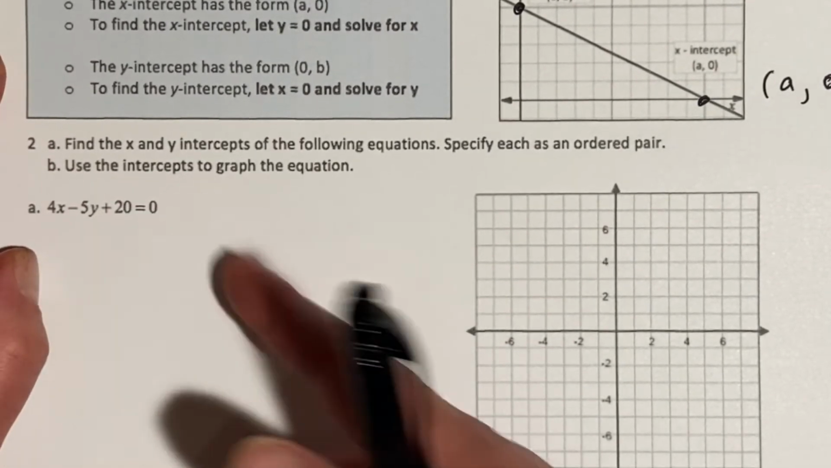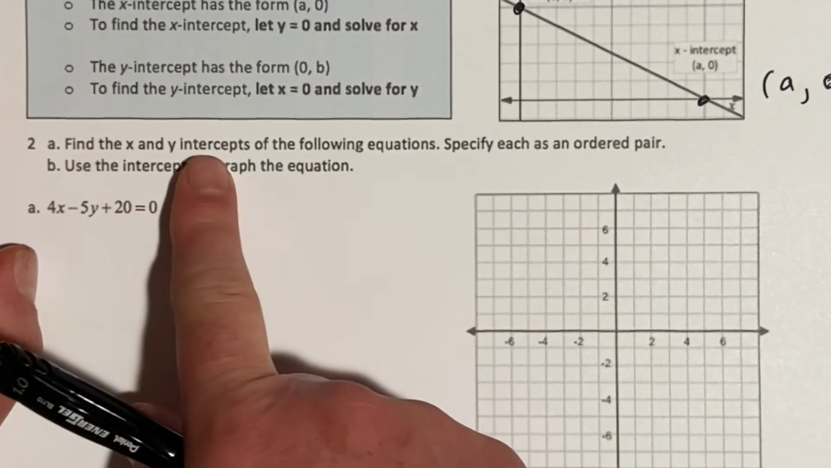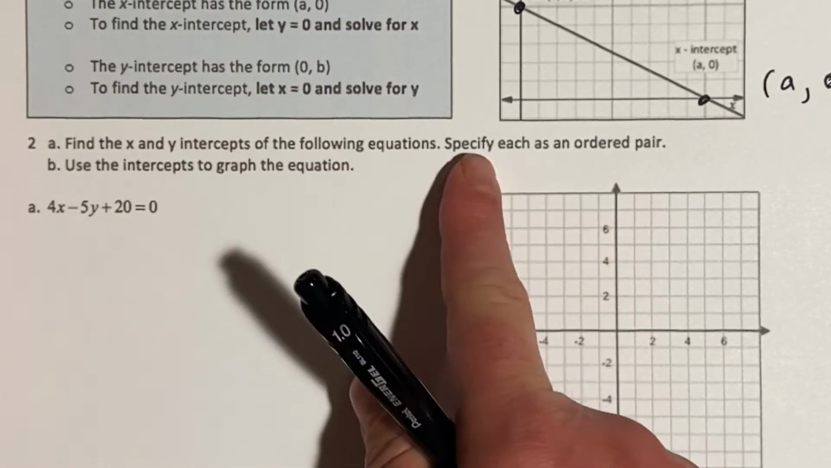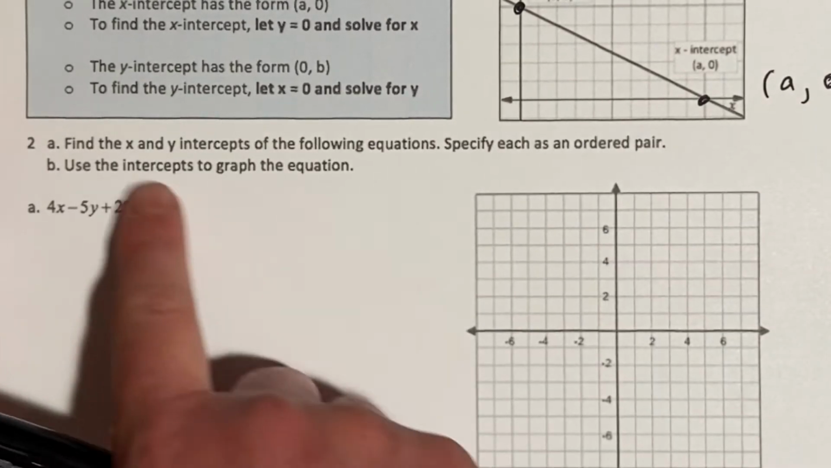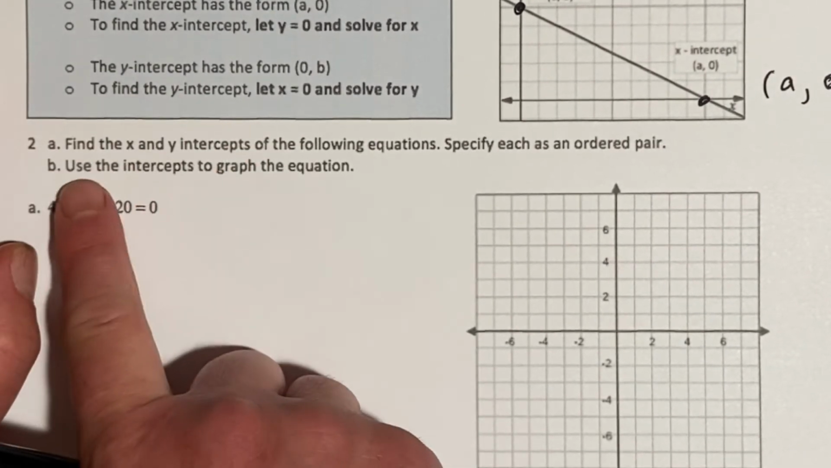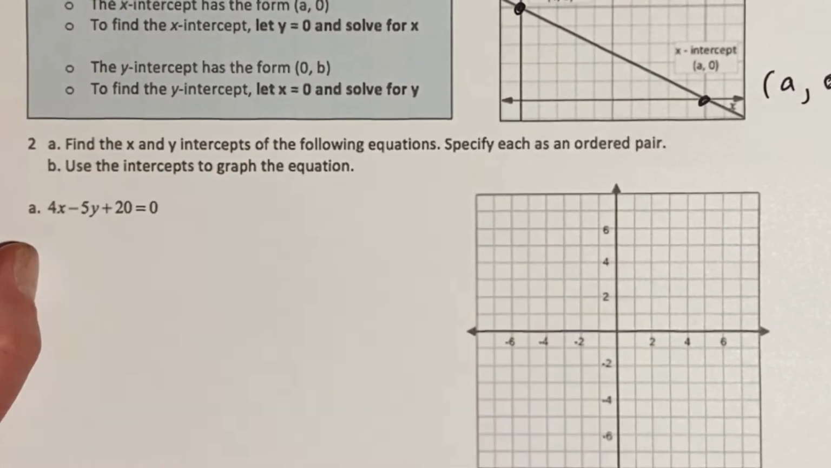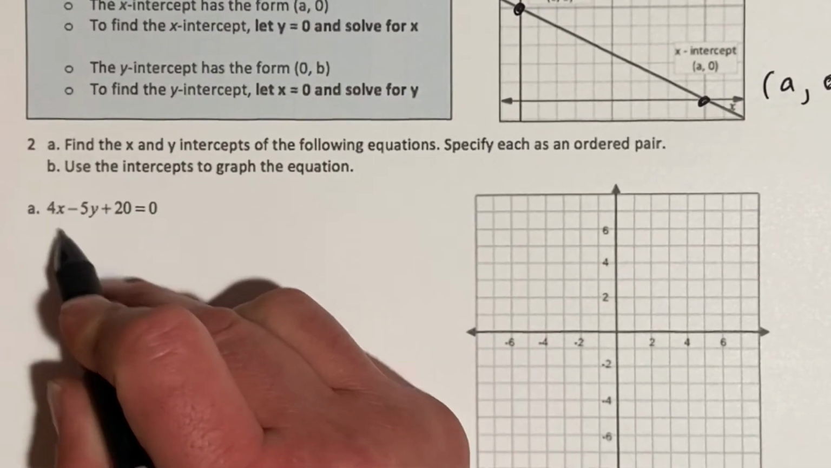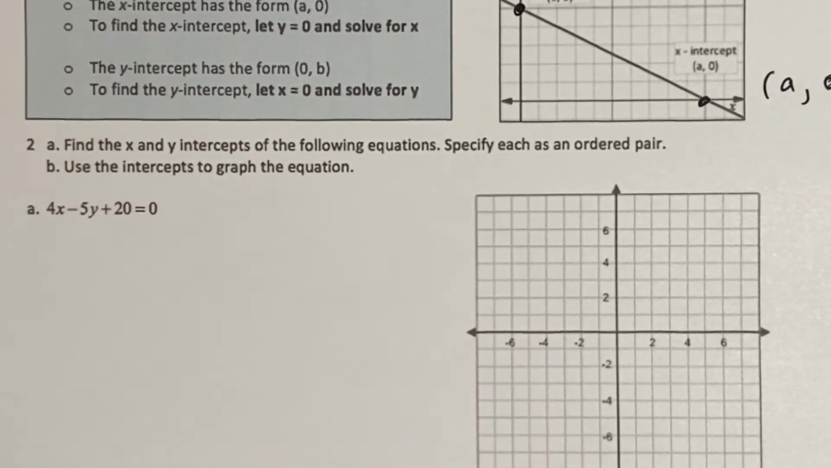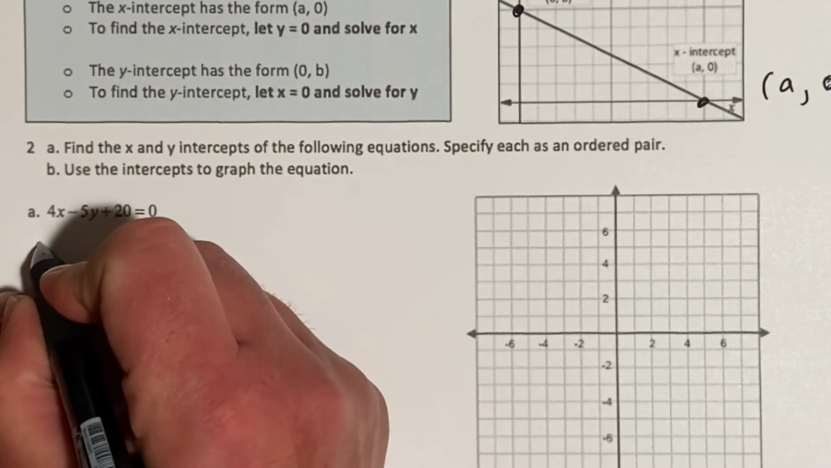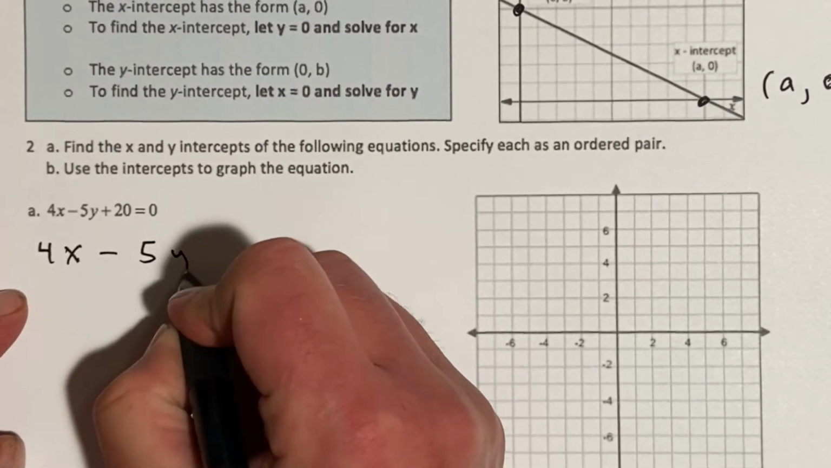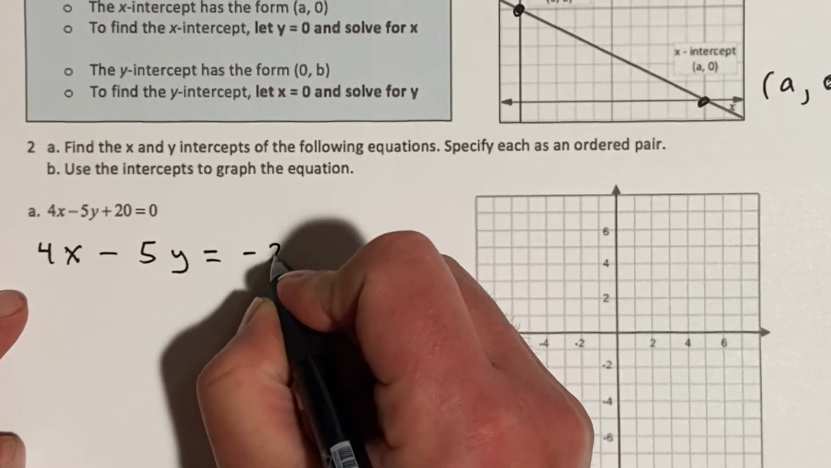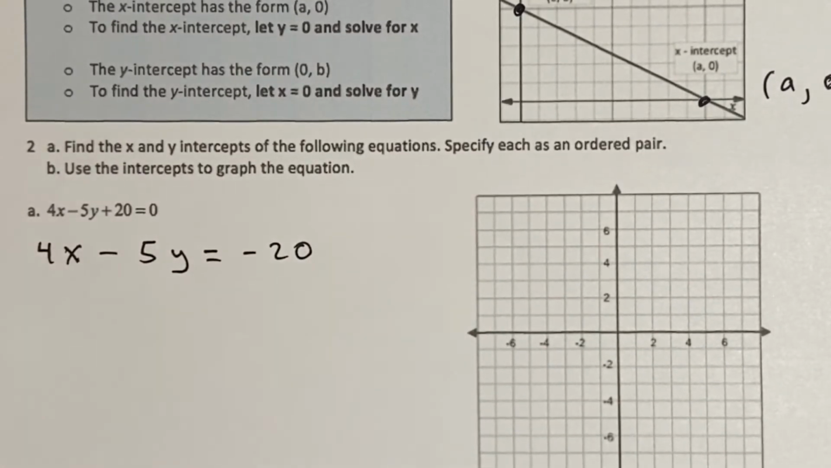So what we're supposed to do is find the x and y intercepts for the following equation, specify each as an ordered pair, and we're going to write them in this form. That's also how the computer probably wants them. Then use the intercepts to graph the equation. Okay, so right here, this is I think general form. I'm going to move the 20 over because it is easier for me, and hopefully you'll see why in just a second.